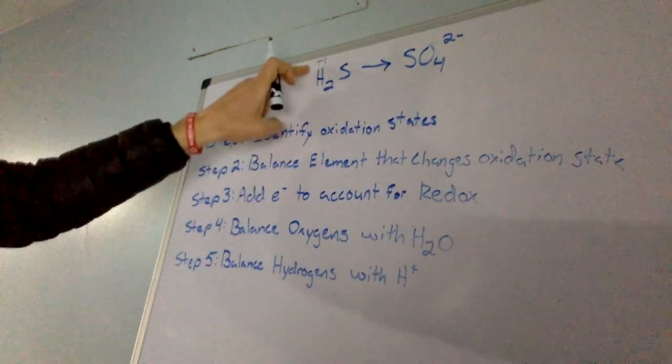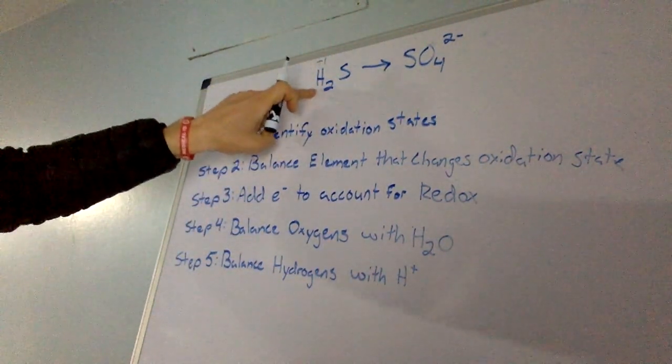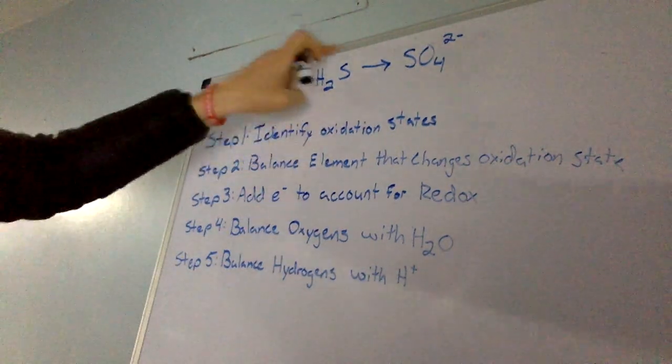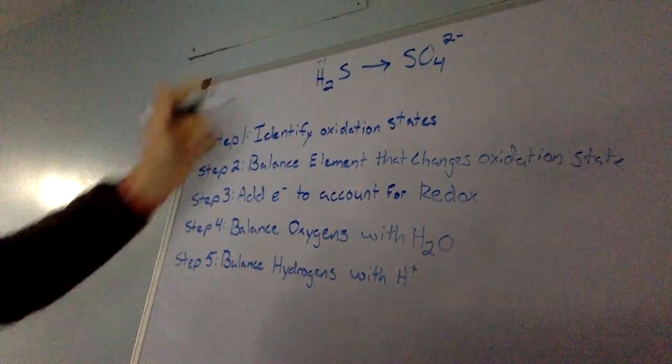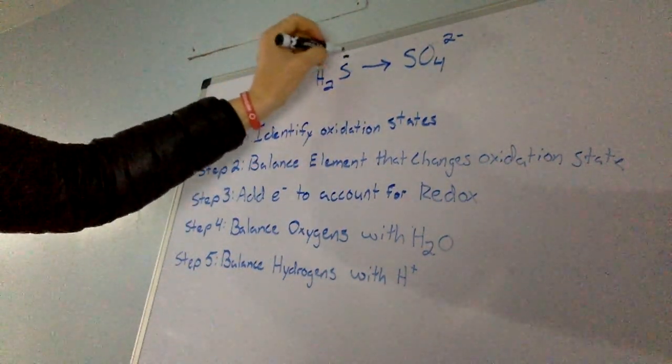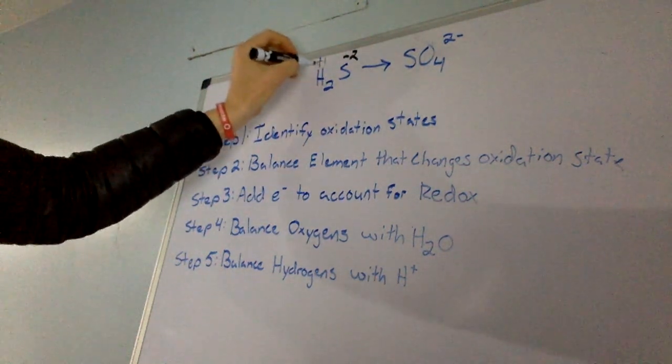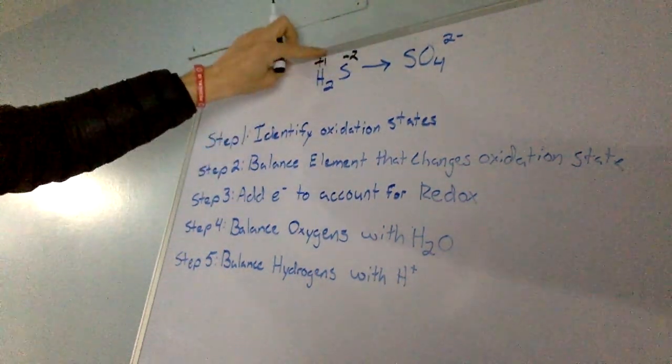Sulfur then, if we say hydrogen is +1, we've got two +1s. Overall, the molecule doesn't have a charge, so that means that sulfur has to be a -2 here. Let's mark this maybe a little bit darker so we can see it.